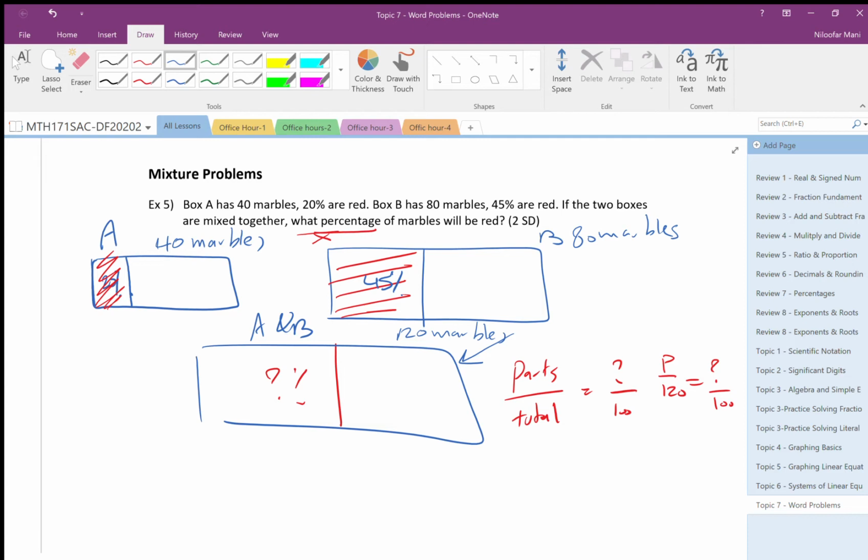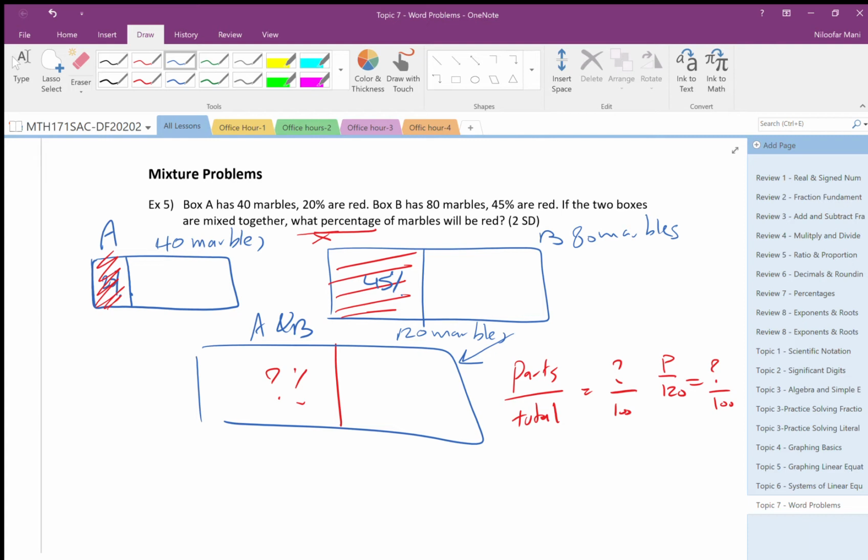Review 7: there are just three types of questions. You are looking for part, or you are looking for total, or you are looking for percentage. So you have the first box, 40 marbles, 20% red. You have the second box, 80 marbles, 45% red. You have the third box, 120 marbles, and you want to know what is the percentage of red. Yes, you want to find percentage.